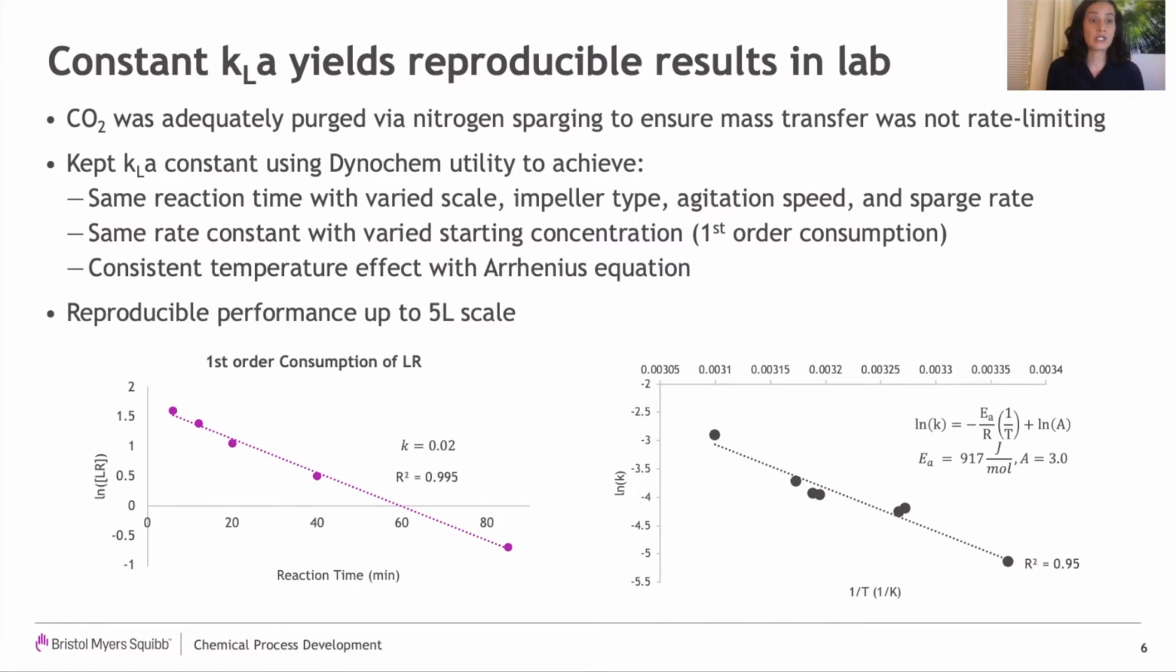So we kept KLA constant using DynoChem to achieve the same reaction rate with varied scale, impeller type, agitation speed, and sparge rate. We got the same rate constant with varied starting concentration with first order consumption of the limiting reagent, as you can see over to the left. And we also saw consistent temperature effect with the Arrhenius equation over on the plot to the right, where you can read the activation energy off of the slope. The temperature effect is relatively small here, so we didn't get the typical improvement of reaction rate with increased temperature, but we saw very consistent results.